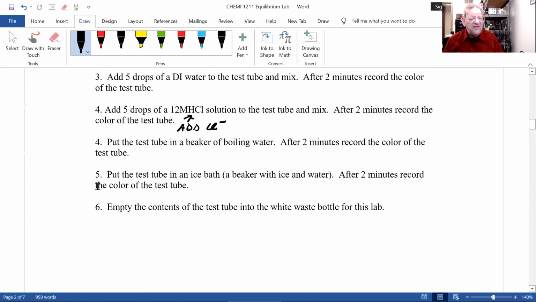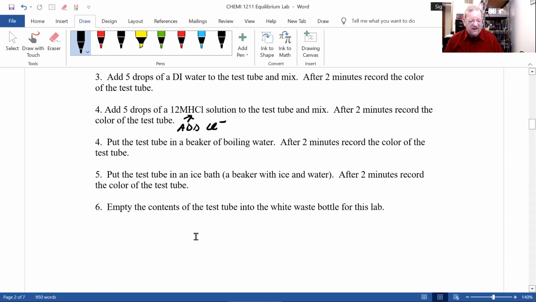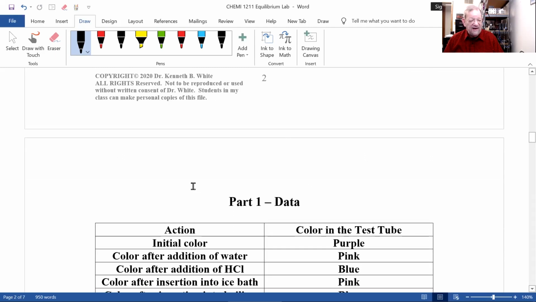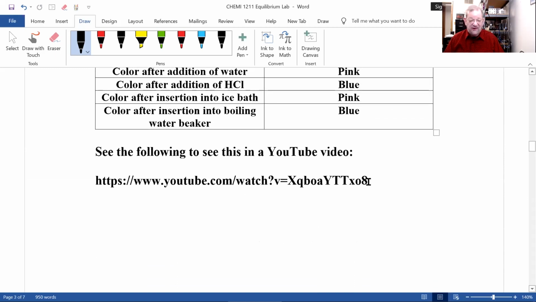It is. And then here's what you don't know, and you'll have to look. I have the data. Put the test tube in an ice bath. After 2 minutes, record it. And before you do that, put it in a beaker of boiling water, record the temperature and the color, and then put it in an ice bath and observe the color. Now, here's the data. Let's take a look at this reaction.